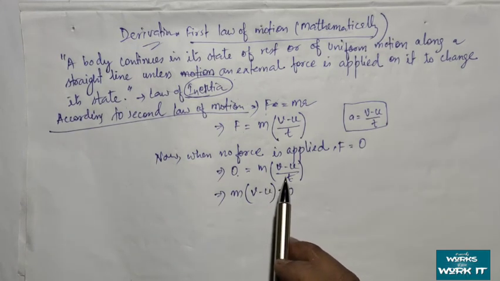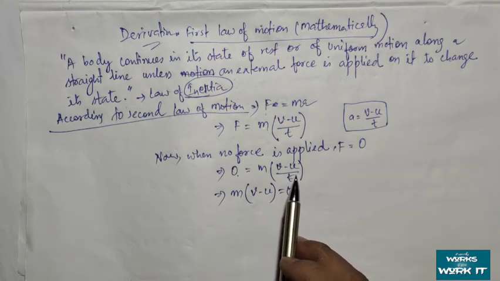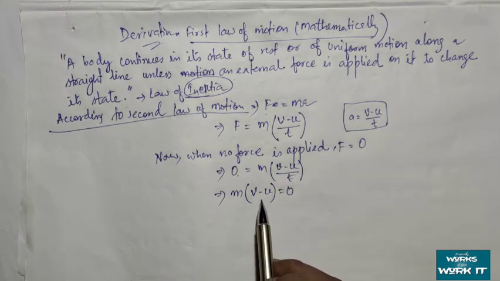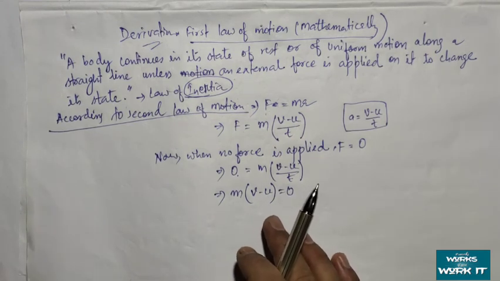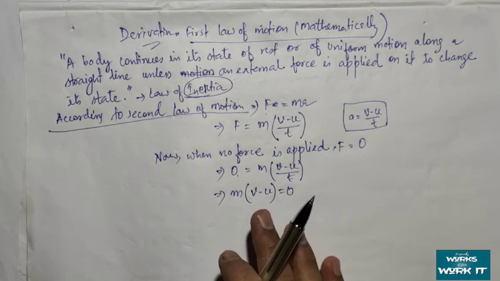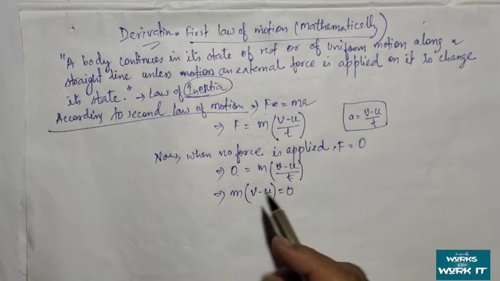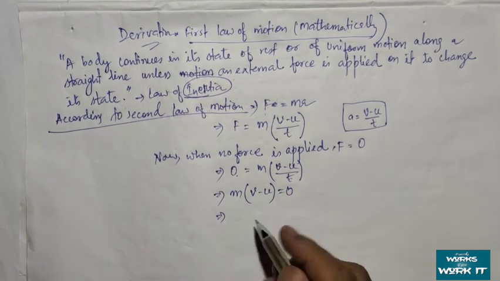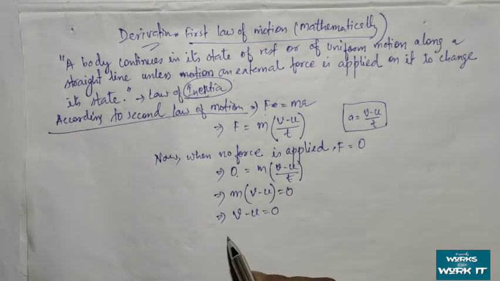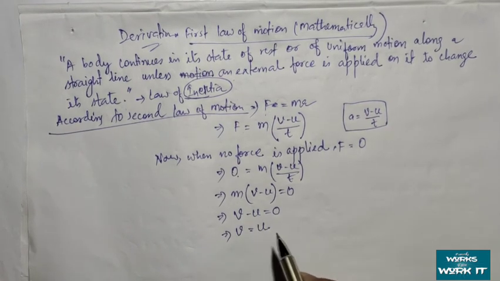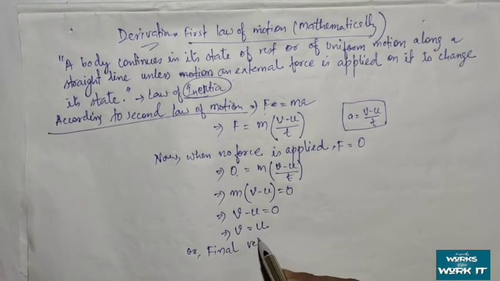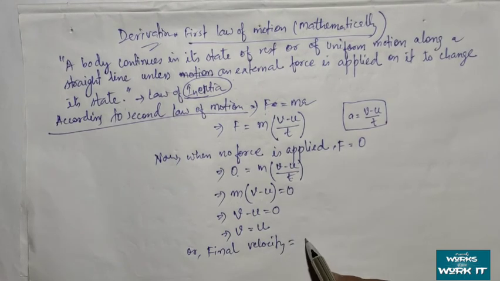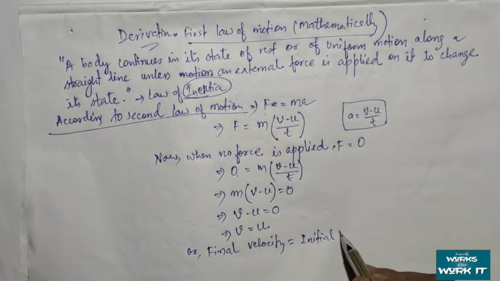Next, if I send the mass to the right hand side, it will become 0 by m. But mass will never be 0, you understand that? This is the situation we need in order to describe our first law of motion mathematically. Here in the equation the mass would become 0, so we are assuming this only for deriving the equations. So now v minus u will be equal to 0, and our equation becomes v is equal to u. So what we are getting is that the final velocity is always equal to the initial velocity.